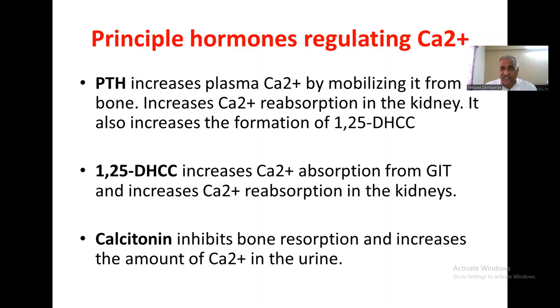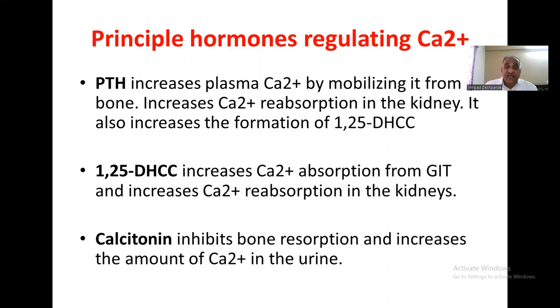Now, 1,2,5-dihydrocholecalciferol, this is calcitriol, vitamin D metabolite. And this performs in two ways. It increases the calcium absorption from the GIT, that's primary. From the GIT, it expresses all the calcium binding proteins, calcium transporter systems, and calcium channels, and whatever the transporters are involved. Secondly, it will be helping the calcium reabsorption from the kidney. Third point, 1,2,5-dihydrocholecalciferol has a permissive action on the PTH activity on the renal tubules.